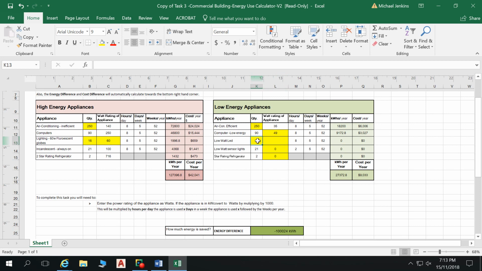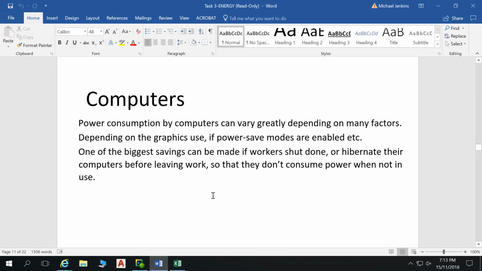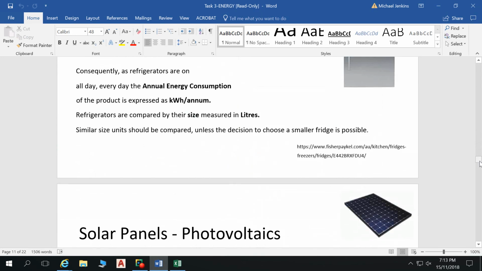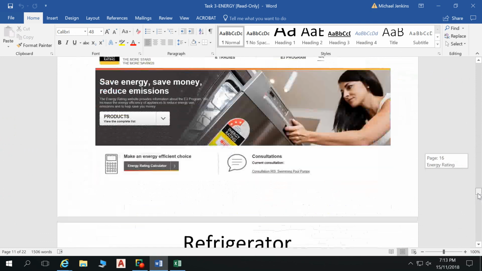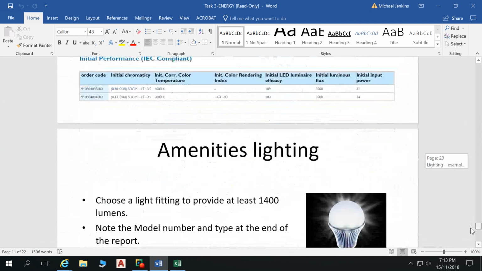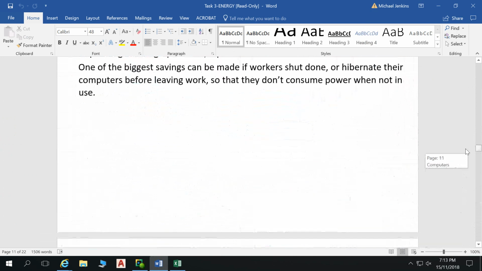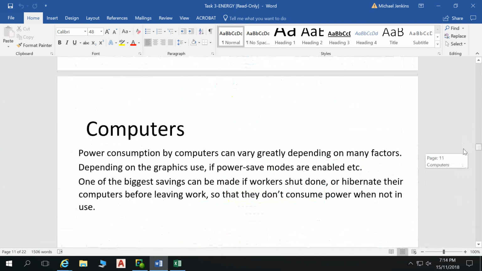So while we're here, I'll just put some figures in here. We need 14 of these at 16 watts, for example, for our LEDs, just to get some figures in there. Now we've got, well, we'll go back to here as refrigerators, and then I've got amenities like down there. Okay, we'll get into refrigerators first.